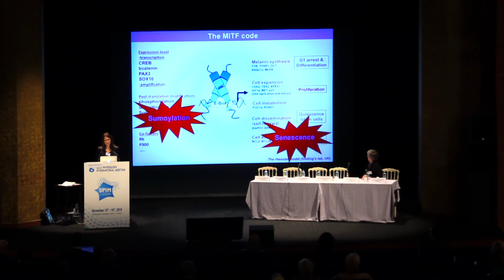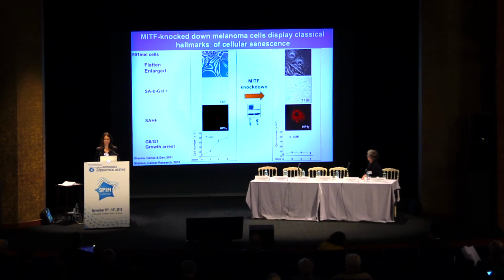Because I showed you that MITF is important for the development of the melanocytic lineage, and because MITF is also important for the proliferation of melanoma cells, years ago we thought that MITF was a good candidate to pursue as a target to control the proliferation of the melanocytic cells. And so for that, we used the approach of RNA interference to inhibit MITF expression.